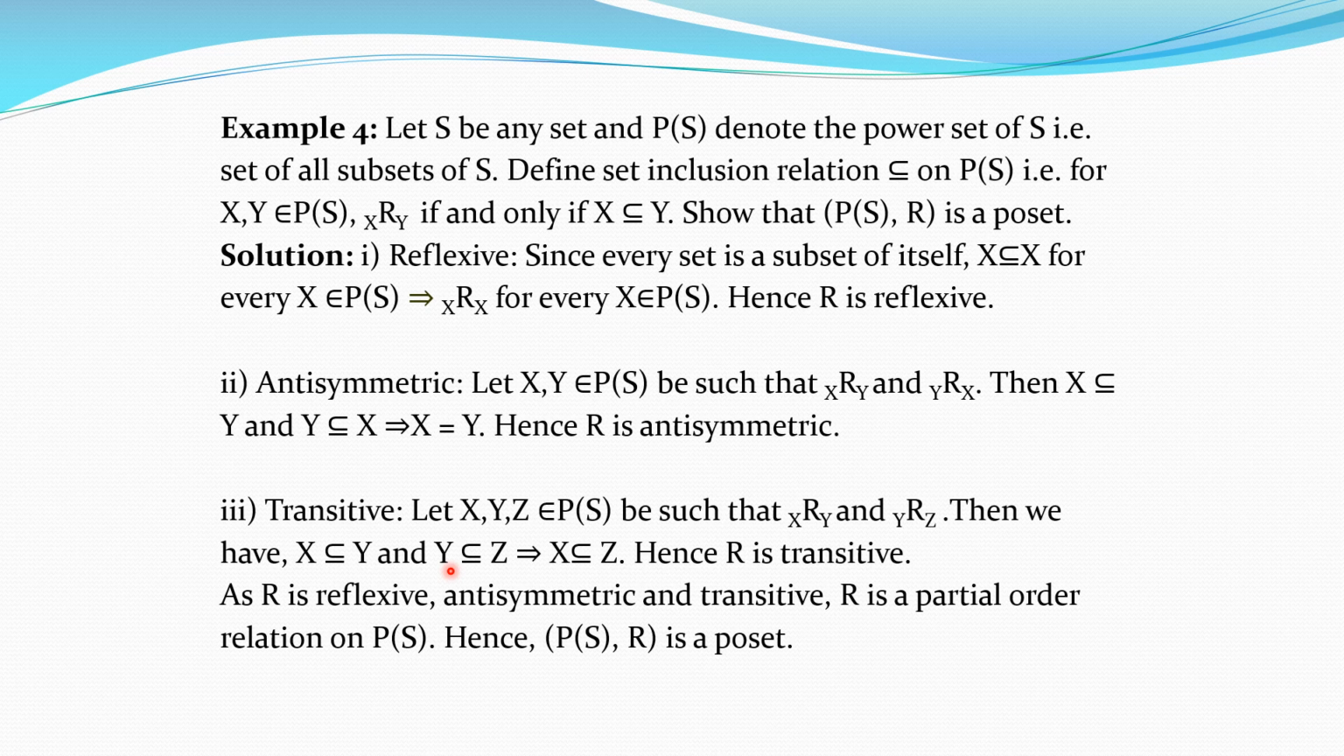It means R is reflexive, antisymmetric and transitive. So R is a partial order relation on P(S). Hence (P(S), R) is a POSET.